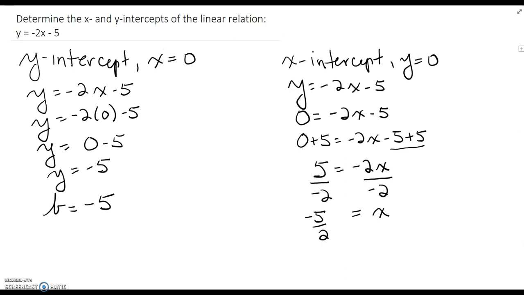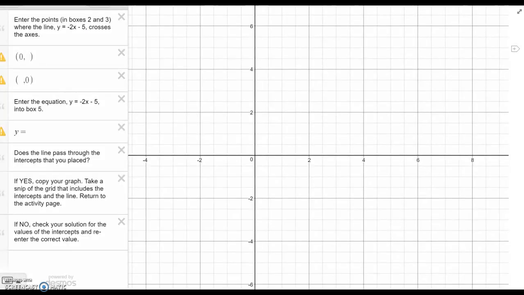The next thing we will do is go to Desmos, and we will graph the x and y intercepts as points on the grid. So we know that our y-intercept can be represented as the ordered pair 0, negative 5, which will be located down here on the y-axis, and our x-intercept can be represented as the ordered pair negative 5 halves, 0, which is also the same as negative 2.5, 0. So here's 3, and so negative 5 halves will be right there.